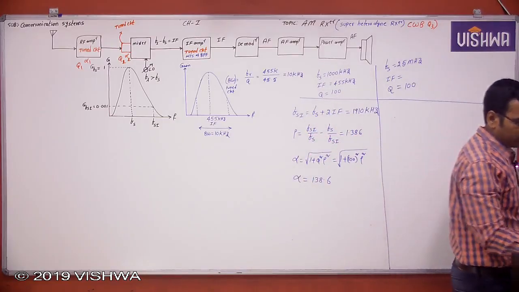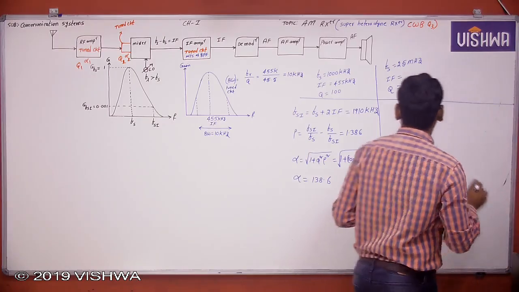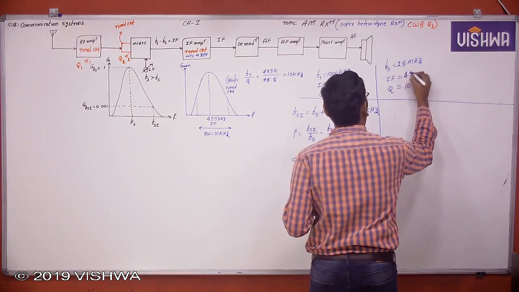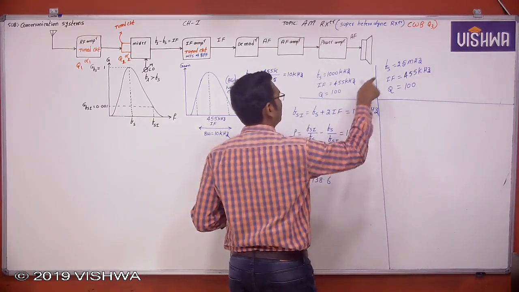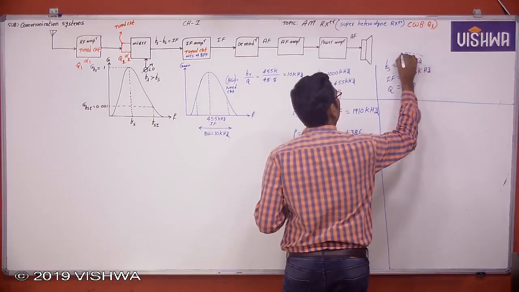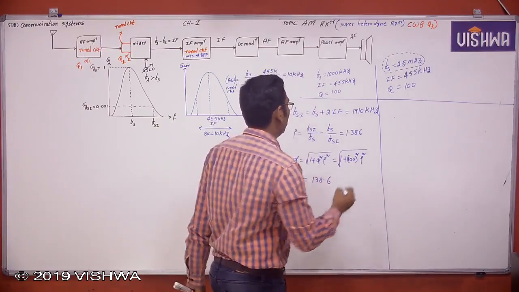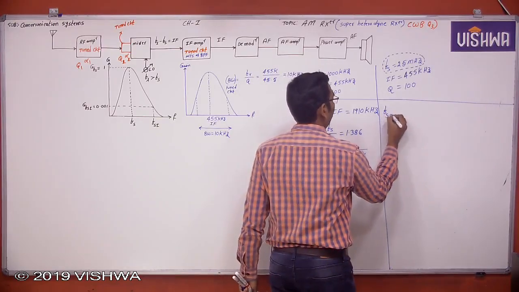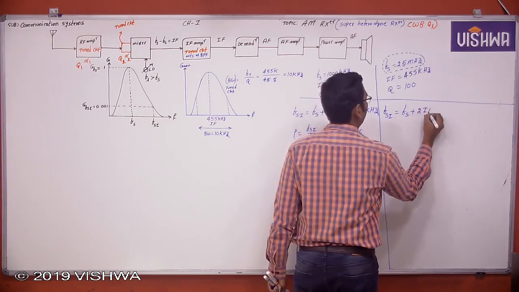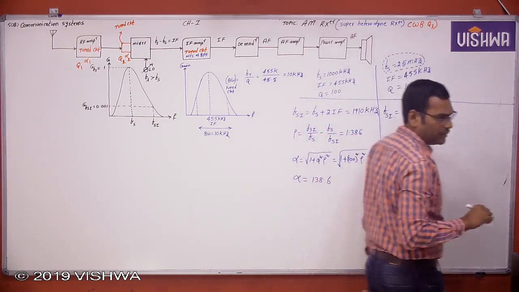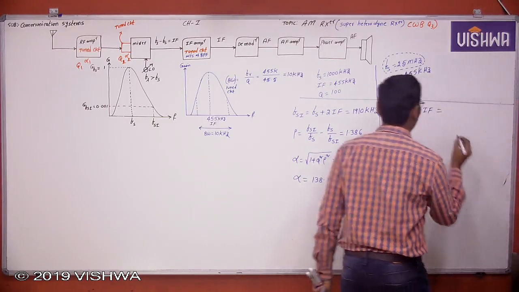So now IF is 455, it is not changed, okay? So it is only asking to repeat all the above calculations if the receiver is tuned to 25 megahertz. Therefore FSI is equal to Fs plus 2 into IF, which is nothing but 25.91 megahertz.